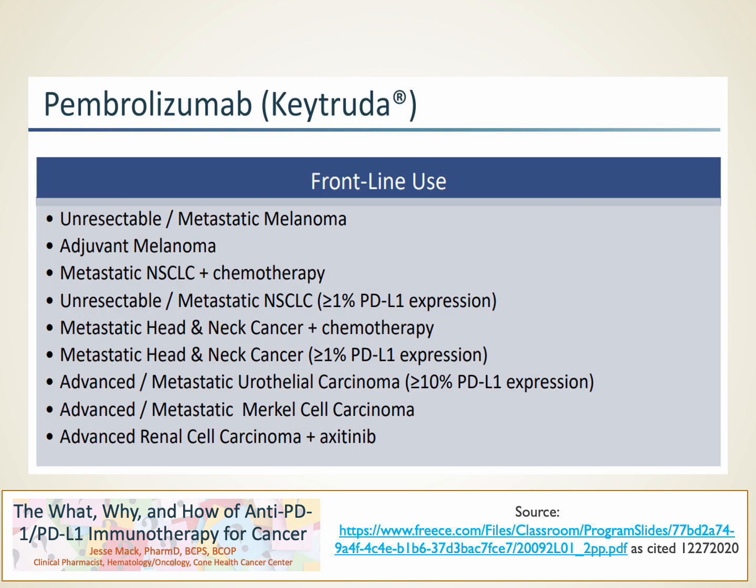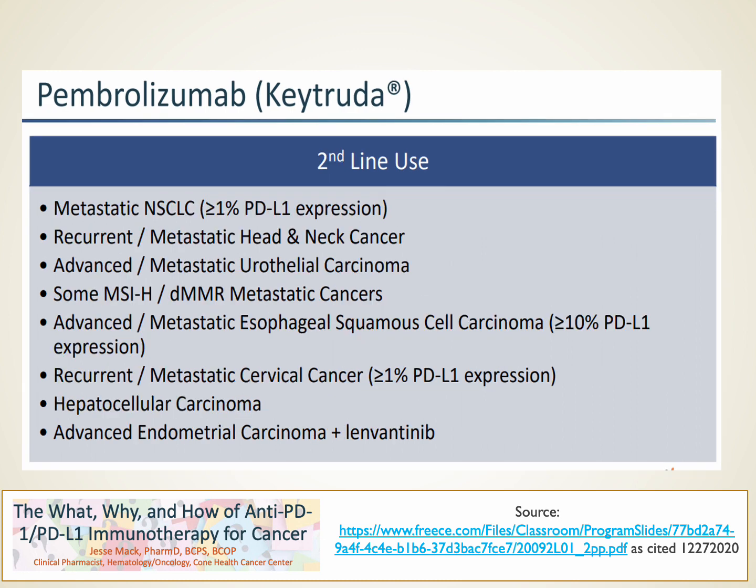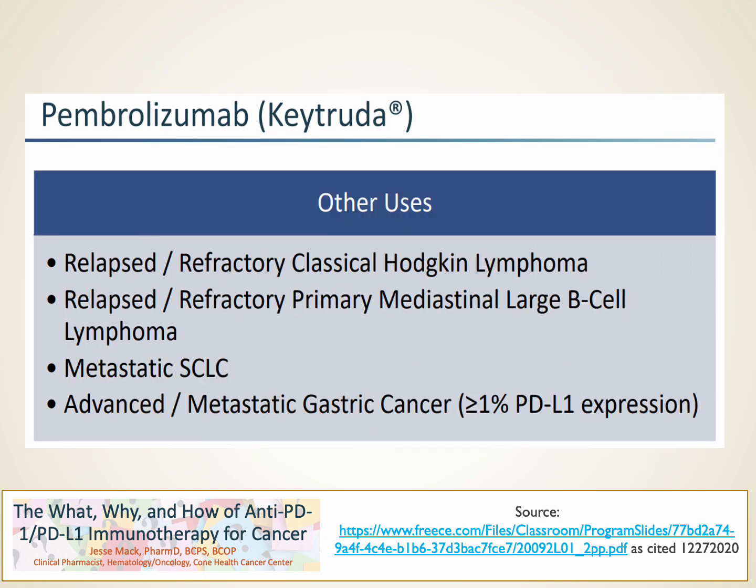The other monoclonal antibody here is Keytruda, which is used first line for a number of indications, or in combination with Opdivo, one of the other agents, for metastatic non-small cell lung cancer, often in combination with classic cytotoxic chemo, and you can see other indications here as well. Keytruda also has a number of second-line indications and has some other uses as well. So really key drugs here that have made monumental advances.